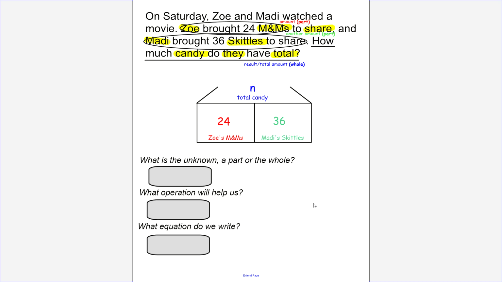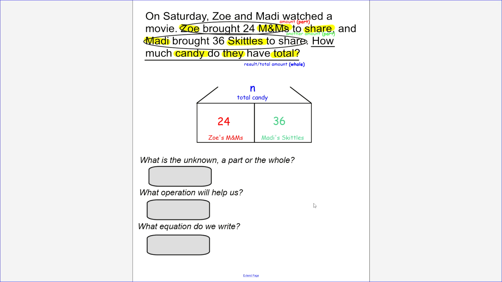On Saturday, Zoe and Maddie watched a movie. Zoe brought 24 M&Ms to share, and Maddie brought 36 Skittles to share. How much candy do they have total? You can see that I've already filled out the bar diagram. Since we were so careful and labeled all of the parts and the whole in the story problem, I was able to fill it out for us.